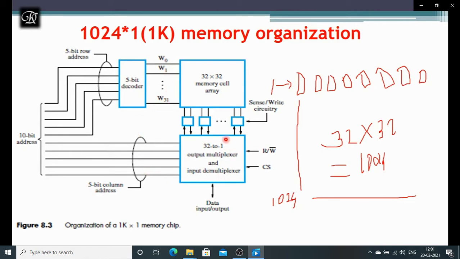When it comes to a column decoder, here we don't need one because the columns are directly connected to the multiplexer, where the job of the multiplexer is to allow the processor to read only one column in a given time. The multiplexer means many to one, and a demultiplexer is one to many.